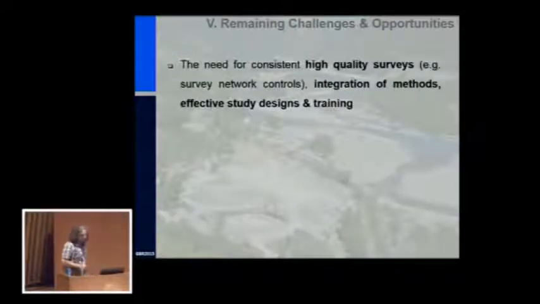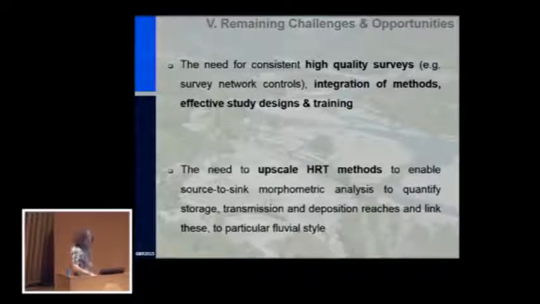The second point that we want to put on the table is that we need consistent high-quality surveys. We need network controls to estimate the errors, and when we integrate all these data sets, it is quite important to know that what we get is the most accurate that we can get. We need to integrate methods, as we have seen briefly in this presentation. For example, for the zero flux assumption, it is very important to make effective study designs before we start collecting the data. And of course, all these technologies require some training to decrease the errors as much as we can.